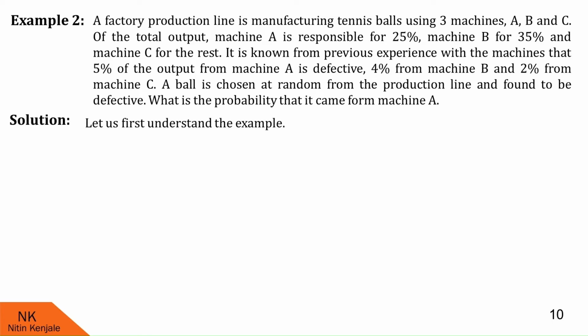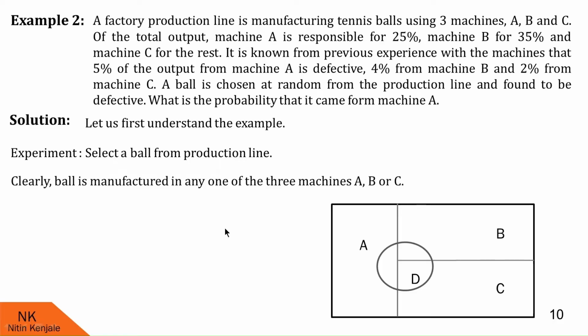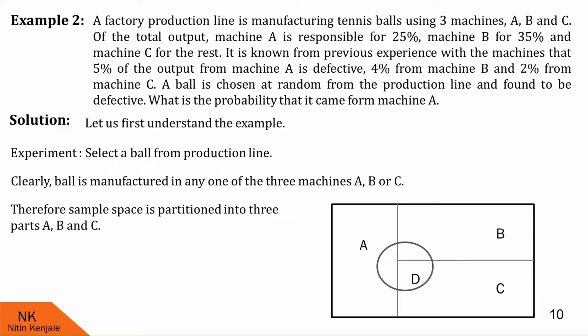Let us first understand this example. Here, the experiment is to select a ball from the production line. And since there are 3 machines in the production line, A, B and C, the ball selected is manufactured from any one of these 3 machines A, B and C. Therefore, the sample space is partitioned into 3 parts A, B and C. Given that the ball chosen from the production line is defective, and we know that each of these machines A, B and C produces some amount of defective balls, therefore event D will intersect each of these events A, B and C.